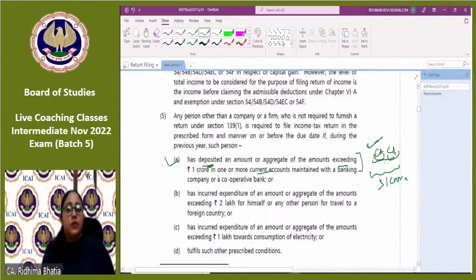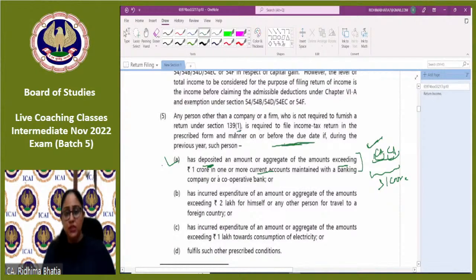Okay, so back to the concept. Current account mein, if you have more than 1 crore ka deposits during the year, it can be with any bank. In aggregate for all banks, in aggregate for all current accounts. If the deposit is more than 1 crore, you need to file the return of income before the due date.